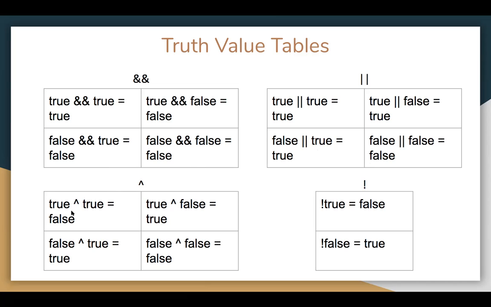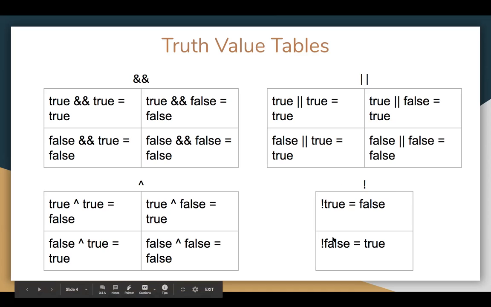For the caret symbol, you have true and true. It evaluates to false, since remember, this caret symbol means that you have to have exactly one. In this case, we have 2, so it doesn't pass with this symbol. So it evaluates to false. True caret false evaluates to true, since there's exactly one. False and true evaluates to true. False and false evaluates to false.